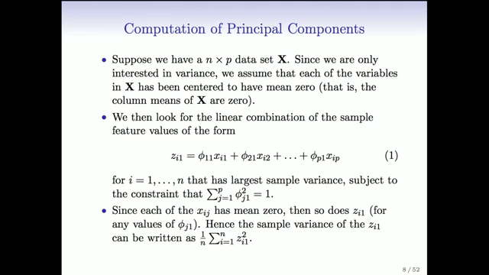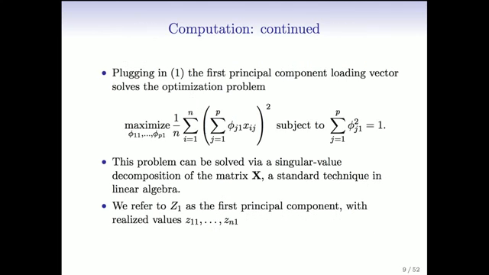Since the data have been arranged to have mean 0 in the first step, the z's have mean 0, and hence the variance is just the sum of the squares of the z's. To continue the computation, the z's are defined to be the sum of the loadings times the features. Now we can replace the z's by their expression from the previous slide, and we want to find the highest variance, given by this expression, subject to the loadings being normalized. So this is now just a computational problem where the unknowns are these phi's.